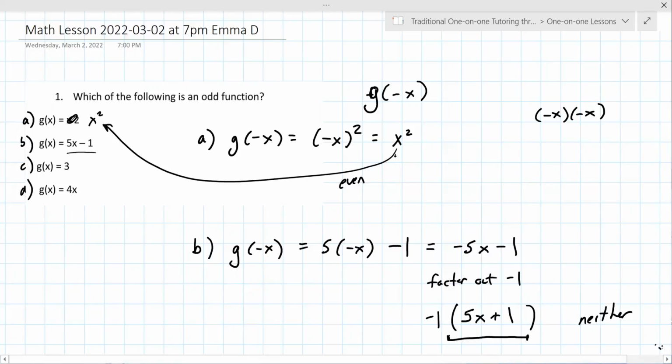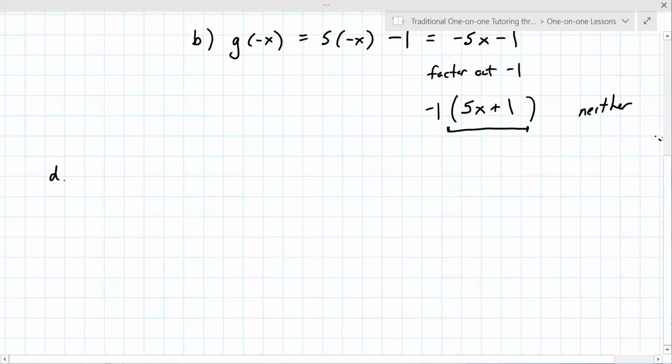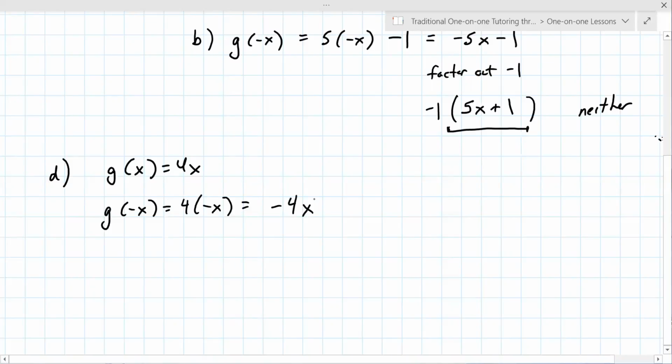Now I want to skip over C and go to D, because D is the one we're kind of interested in here. D is g of x equals 4x. So we're going to do g of negative x. We put negative x in for x, so this becomes negative 4x. Is this the same as the original? No, it is not.